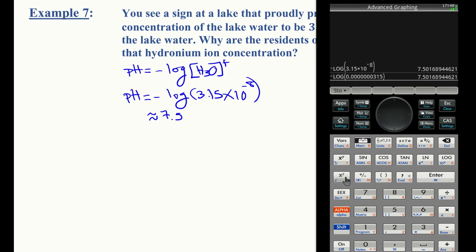So learning how to use that is quite useful. All right, in this one, notice what it did is it took this and turned it into its standard form rather than its scientific notation form. But the outcome was the same.